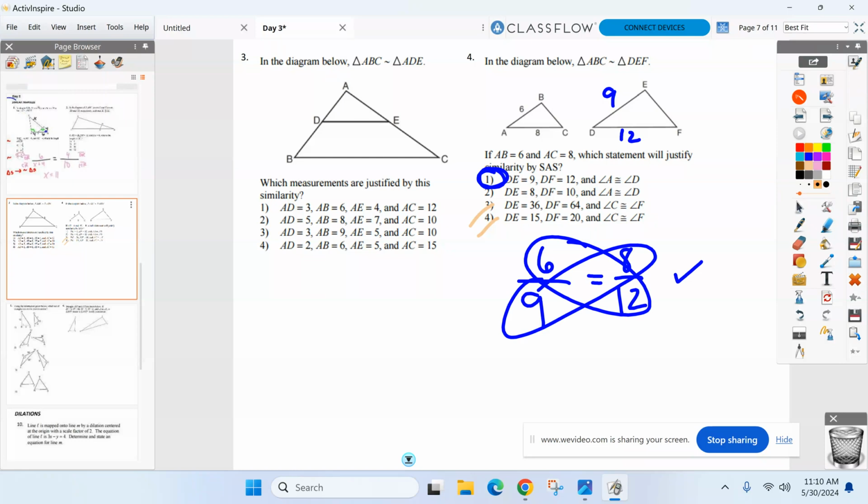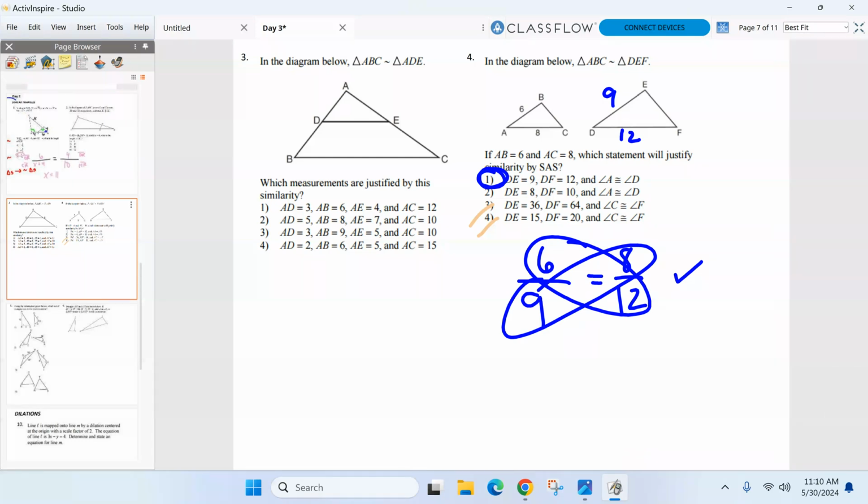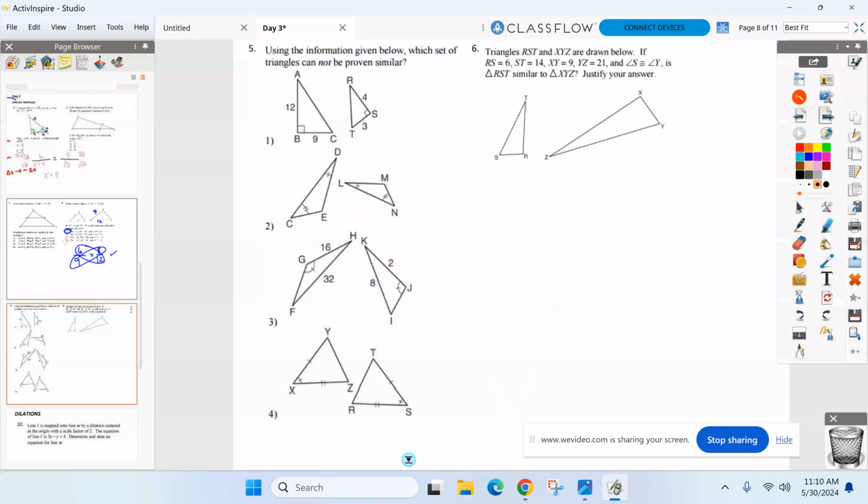Questions there? Okay, I think I'm going to do one more from this similar triangles, and that's number 6. Based on this information, are these two triangles similar or not? So RS is 6, ST 14, XY 9, YZ 21. And what do I have? Angle S and Y are congruent.